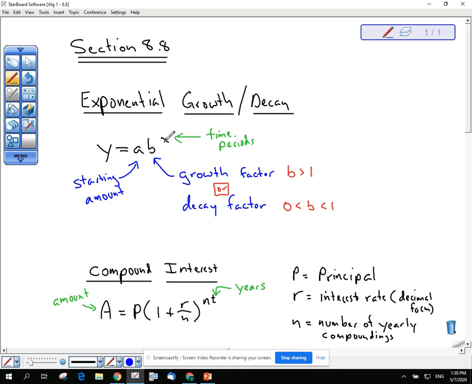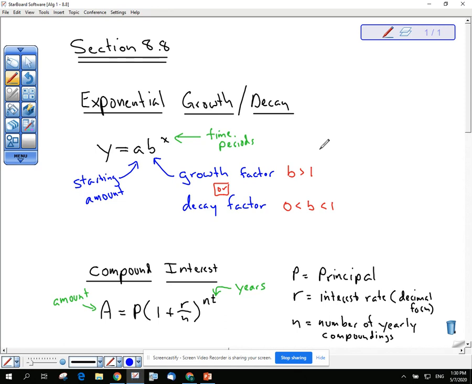What if B were 1? Then the number that I plug into x really doesn't matter. If the time periods that have passed are 1, 2, 3, 4, 50, 51, 100, 1 million, 1.5, 2 3/4, it doesn't matter. That 1 is being raised to that power, so it's going to continue to be 1. Your starting amount is just going to get multiplied by 1. If we're just multiplying by 1, we don't have exponential growth or decay. What we have is a horizontal line.